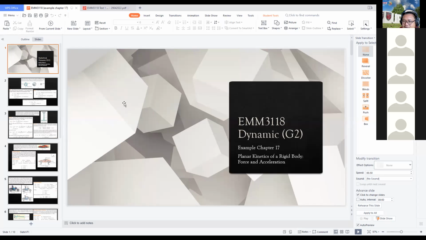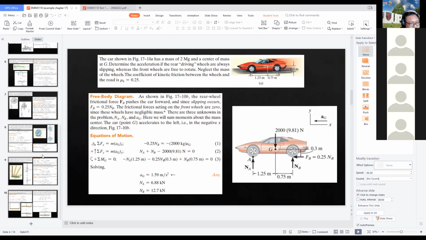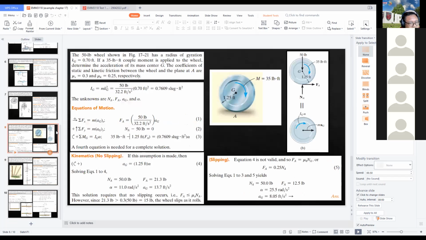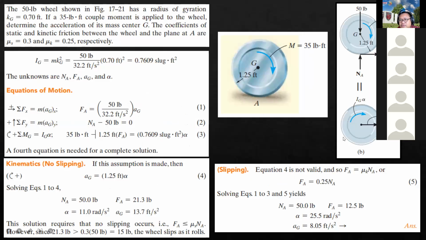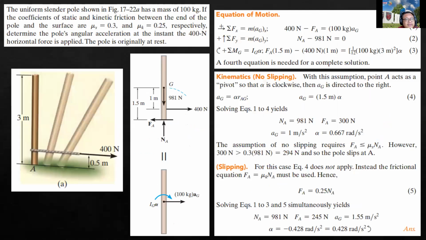Okay, anyway, for today, we will continue. So yesterday, we were looking into this example, right? So for today, we will look into the next example, almost similar, but this one we are working on a slender pole, okay, a uniform slender pole.